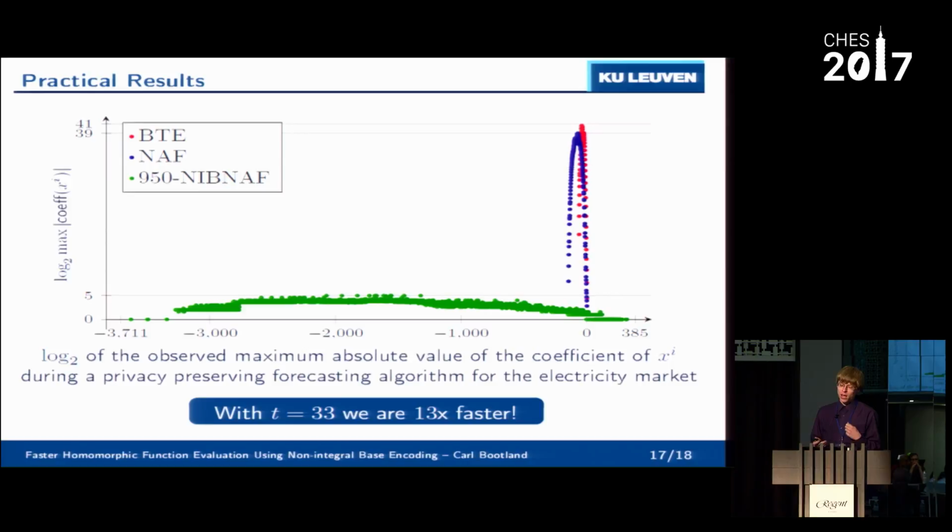In the previous work, they used balanced ternary and NAF expansions, and these required the plaintext modulus to be about 40 bits. But with our new scheme, we used 950 NibNAF, and we could get this right down to just over 5 bits. In fact, we could take our plaintext modulus T to be 33, and then we only have one factor in our Chinese remainder theorem decomposition, whereas before they had 13, and this is where we get our factor 13 speedup. And it also means that our ciphertexts are 13 times smaller.